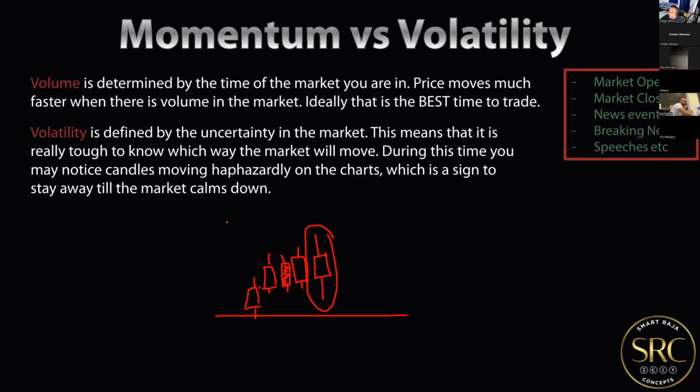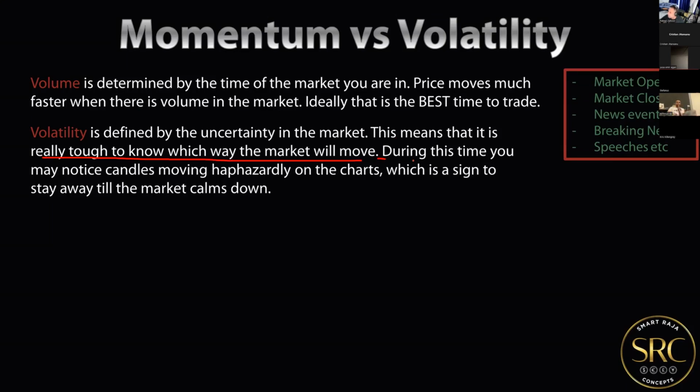So a volatile candle is a candle that breaks the highs and lows of the previous candle. So yeah, this means that it is really tough to know which way the market will move. During the volatile time, you may notice candles move haphazardly on a chart, which is a sign to stay away till the market calms down. Yes. So whenever you have a lot of volatility with news, with like flash crashes, candles moving up and down, just wait. Just gotta wait.